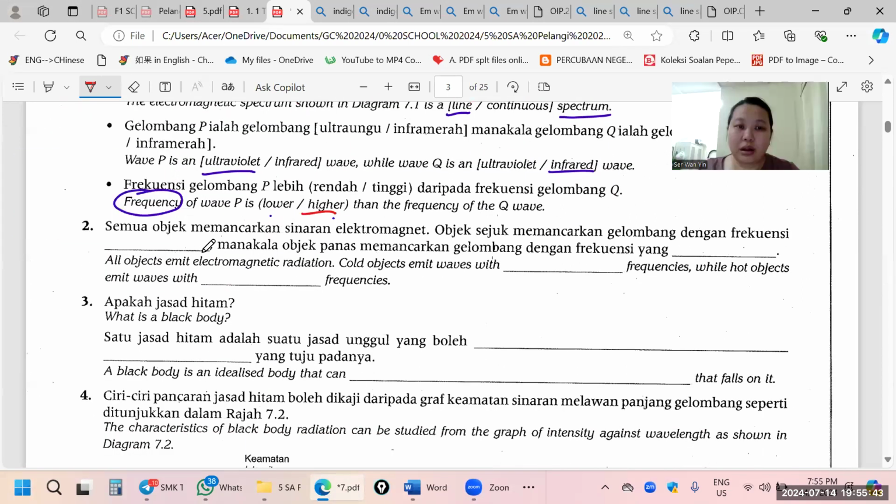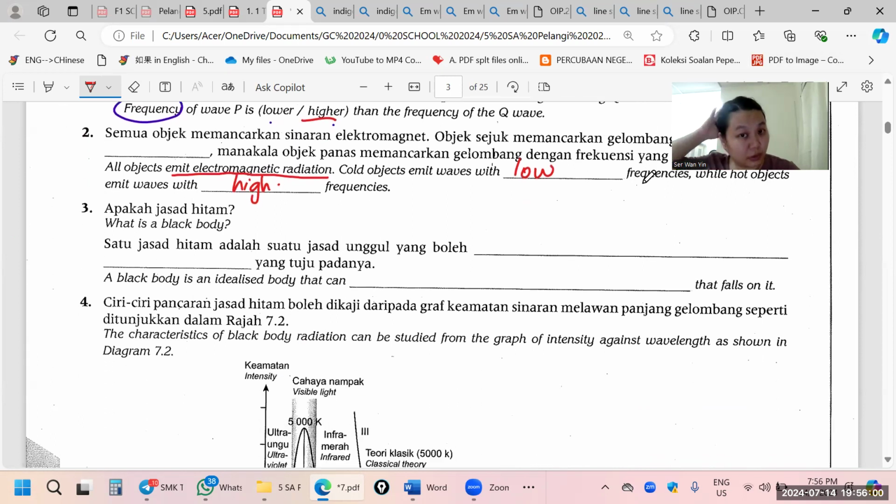Okay, so now all objects will emit electromagnetic radiation. A cold object also emits waves with low frequency. A hot object emits with high frequency. Okay, so how does it look?